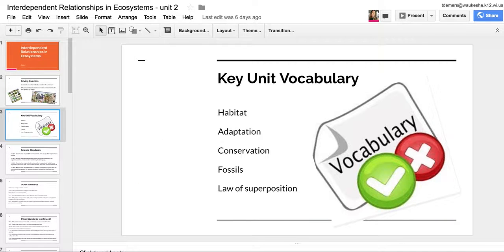Some of the key unit vocabulary that you're going to be looking at throughout the unit and hopefully learning a little bit about each week are going to be the law of superposition, fossils, conservation, adaptation, and habitats.